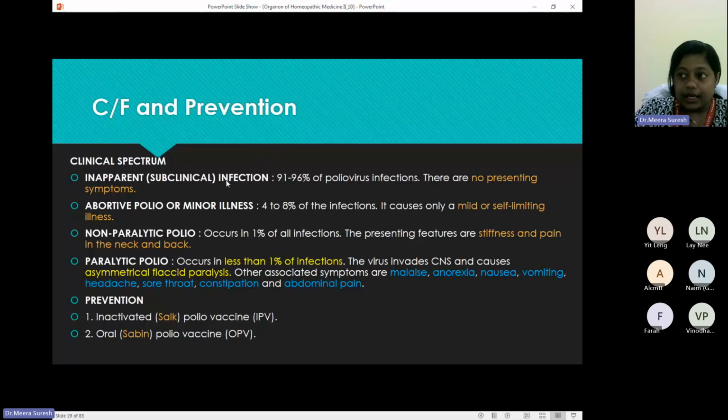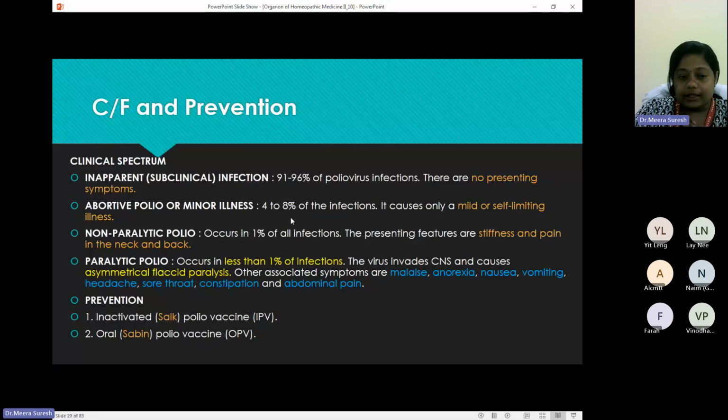But those persons can transmit the organism when they are coughing or sneezing via their droplets and also by feces. That is why, even though man is the only reservoir, it is very difficult to, I mean, not that difficult, they are trying to, and mostly it is being declared free. But it is hard to declare it completely eradicated, because in most cases, 91 to 96 percent of infections are subclinical. They don't show any symptoms. So the best way to prevent this disease is to give the polio vaccine.